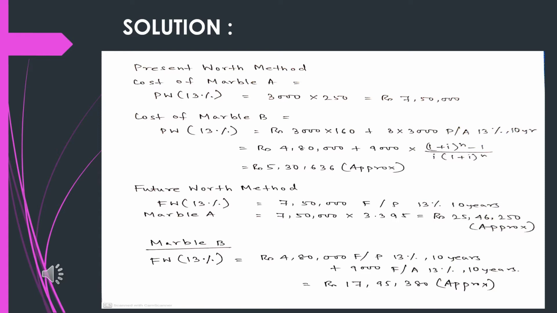So if we consider option A and option B, since both are costs to us, the lesser the cost, the better for the organization. So the organization should opt for the installation of marble B.